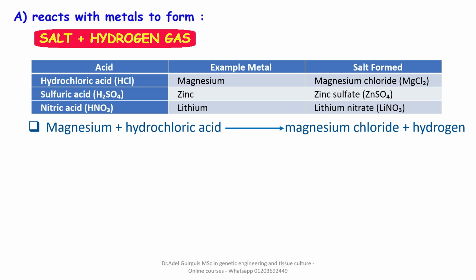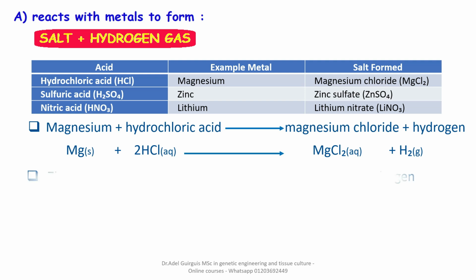Okay, and hydrogen gas is released. This balanced chemical equation: magnesium, Mg, solid form, plus 2 HCl. Two moles of HCl react with 1 mole of magnesium to give 1 mole of magnesium chloride, MgCl2, in aqueous solution. It means ionized into Mg2+ and Cl-. Okay, and hydrogen gas is released.